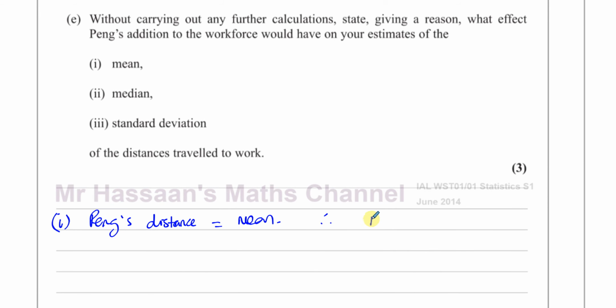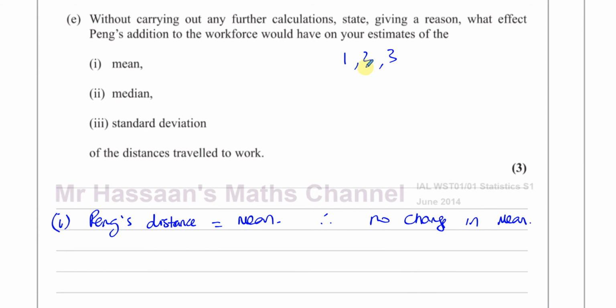Therefore, there will be no change in the mean, because her distance is equal to the mean. And I'll just illustrate to you an example. Supposing I have numbers 1 and 2 and 3. You don't have to show this at all. This is enough for your answer, but I want to explain to you why.